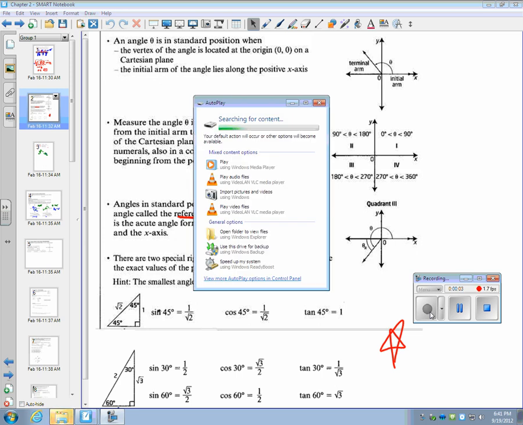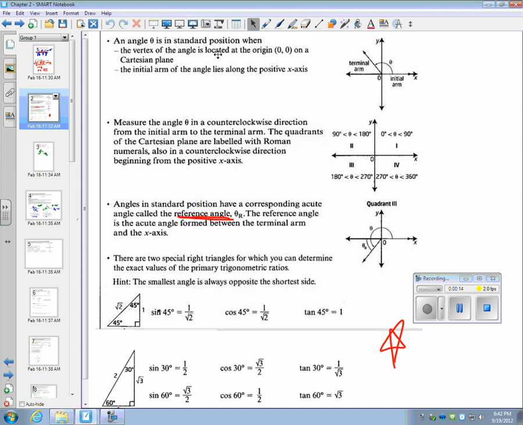2.1, angles in standard position. So this unit's called trig, and we're going to do trig ratios of different angles. So what happens is we're now taking angles and we're putting them on the xy plane, on the Cartesian plane.